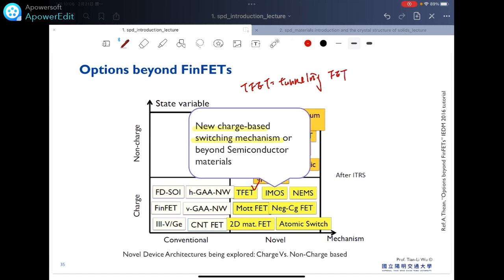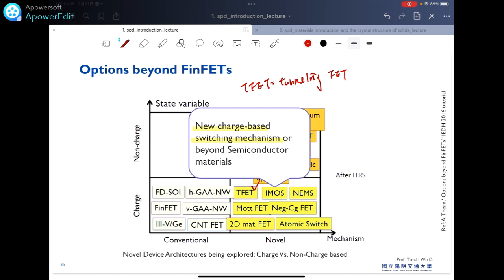So the tunneling FET is considering that we try to make it our source drain. As I already said before, once the source and drain get close together, we have the tunneling effect here, so electrons easily transport from the source to the drain side. Some people start to think about using this as a transport mechanism, and try to make it a new kind of device.